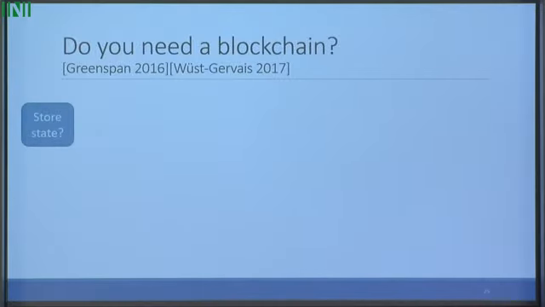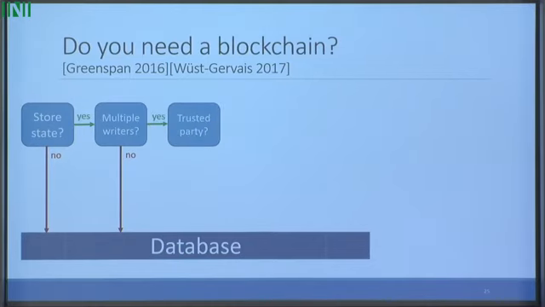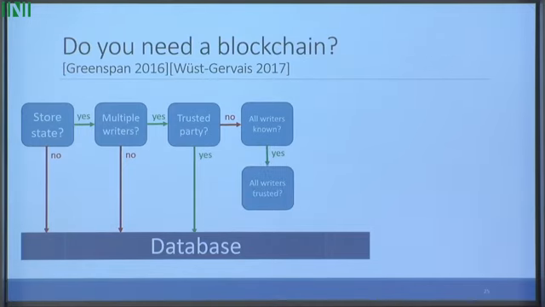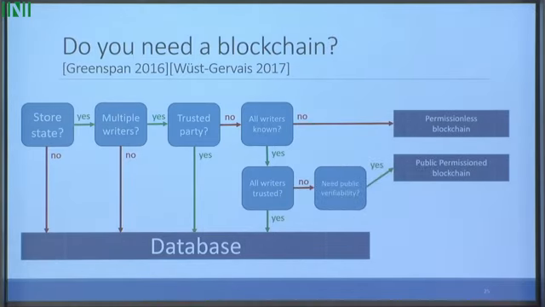So the question is, do we need a blockchain? This is my last slide. Do we need to store a state? No, so we could put it in a database. Do we need multiple writers? If we don't need multiple writers, use a database. Do we need a trusted party? If the answer is yes, you probably want to use a database. Are all the writers known to you? Yes. Then you've got to ask, are all the writers trusted? If yes, use a database. If no, use a permissionless blockchain. Do you need public verifiability? Duh. So basically, in almost every single one of your applications, use a database.